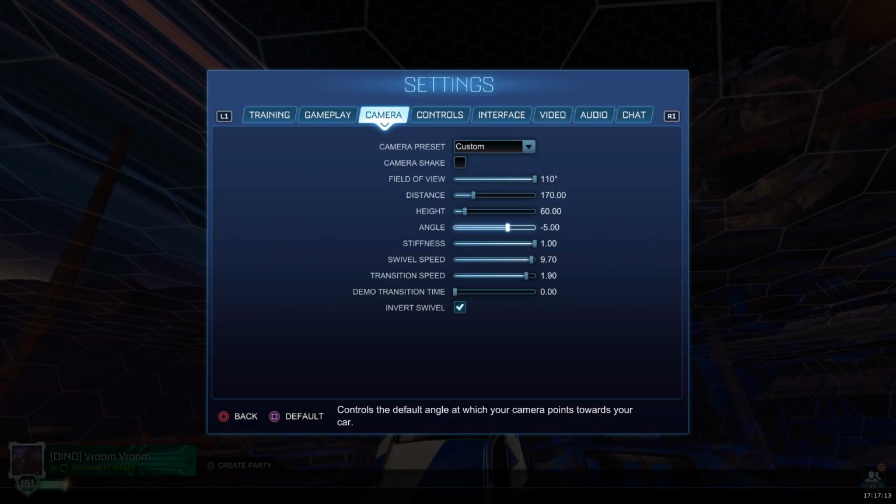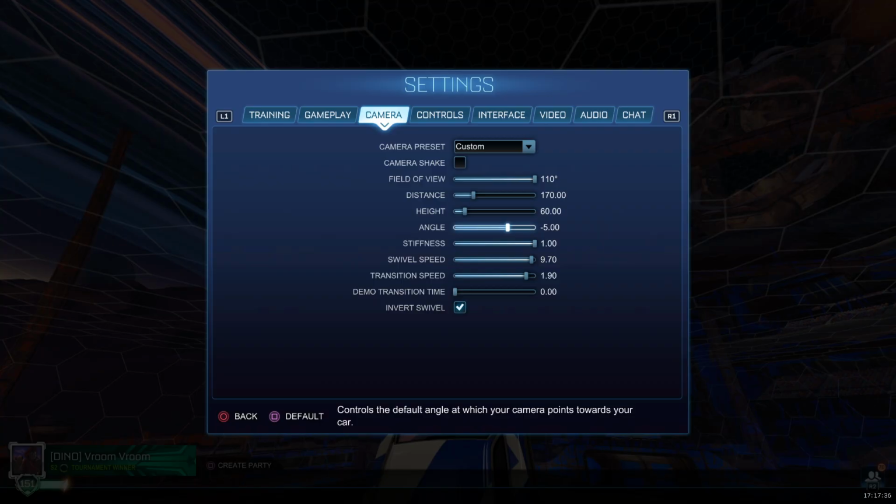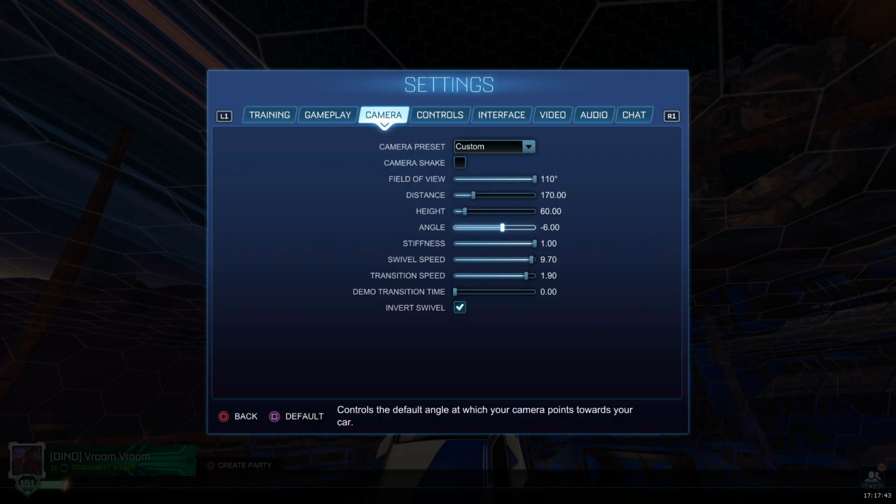Maybe use something similar to what you've used before. So for example, if you want to change your camera settings to air dribble settings from what you use in comp, and you use -4 in comp, then you can use -4 in air dribbles. That's fine. That's going to be good. So yeah. For a recommended setting here, I recommend 170 distance, 60 height, and an angle of about -5. It's good. You can see a bit forwards. You don't see straight up into the sky, and it should be pretty similar to the feel of air dribbles of what you might use in comp, right?